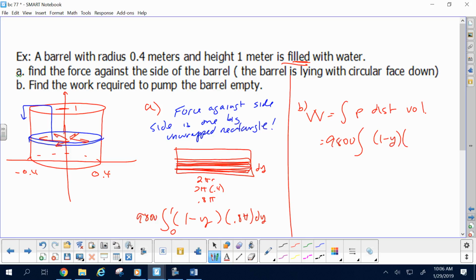What about the volume? Yeah, pi r squared h for the volume of a cylinder. Radius is constantly 0.4. You could put it out front. It needs to be squared. The height is dy, and it's still from 0 to 1. Okay? Are we doing okay? Cool.